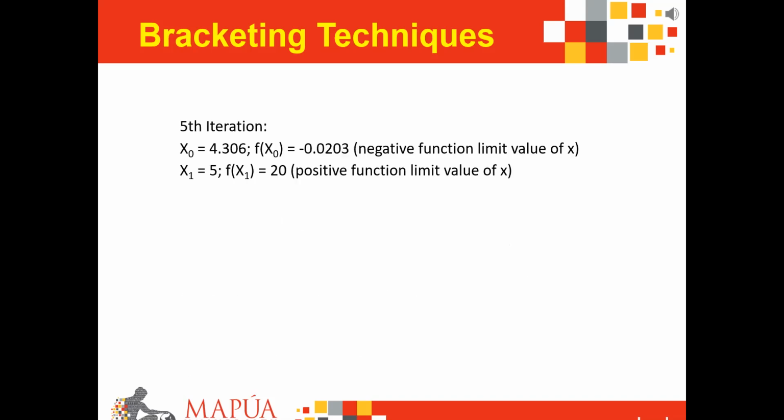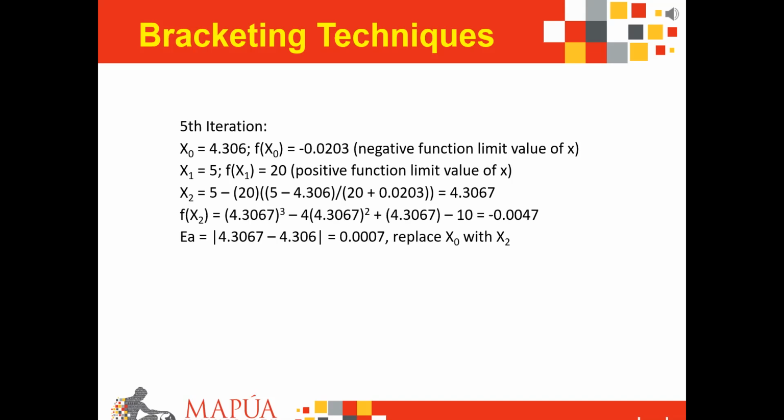On your fifth iteration, you would now have these given values for x0 and x1. Your x2 now would be evaluated like this using the iterative formula, ending up with this solution and a value 4.3067. Substituting 4.3067 to your function gives us a function value f(x2) equal to negative 0.0047 and an absolute error this time equal to 0.0007. However, this error still does not satisfy your terminating condition. Thus, we again replace x0 with x2 since your function f(x2) is negative.